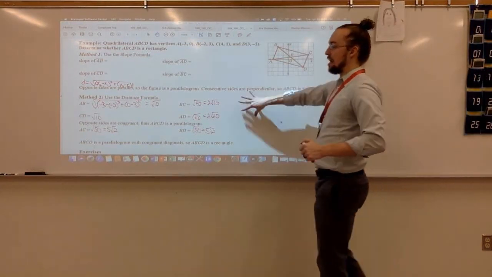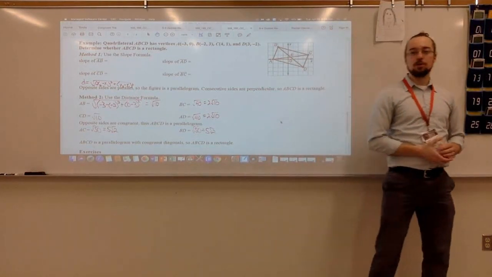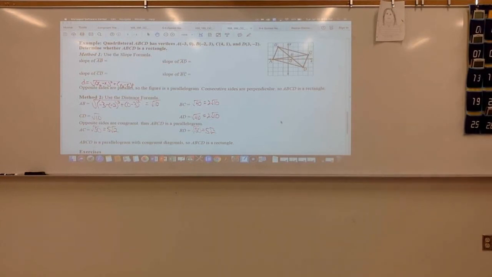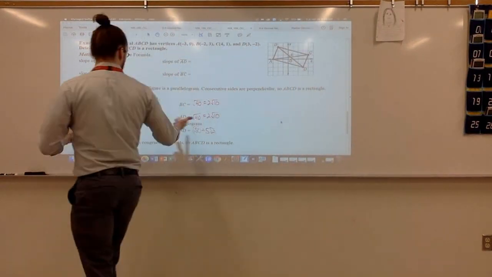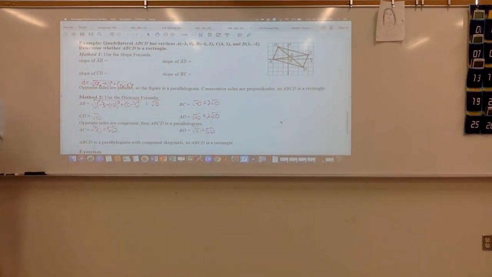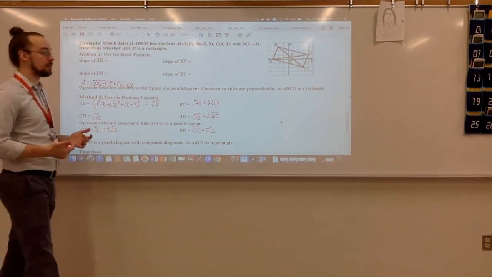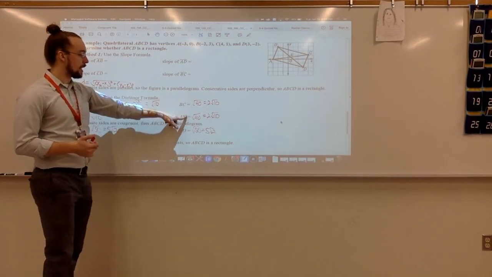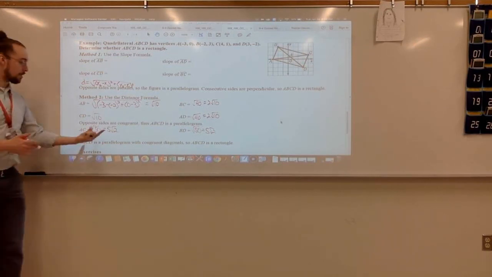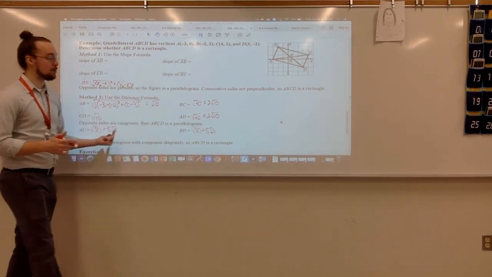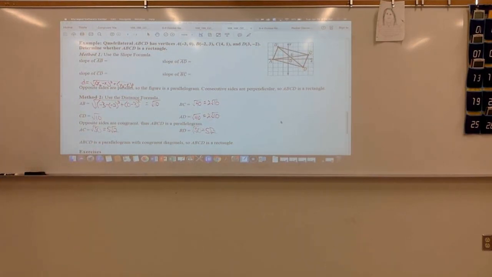All right, did we get these values for the sides and then the diagonals? Almost. Okay, so I simplified, but for these purposes, we don't have to simplify because all we're doing is comparing the lengths. So BC and AD are both the square root of 40. AB and CD are both the square root of 10. That makes it a parallelogram since opposite sides are congruent. And then what makes it a rectangle is that diagonals are congruent as well.